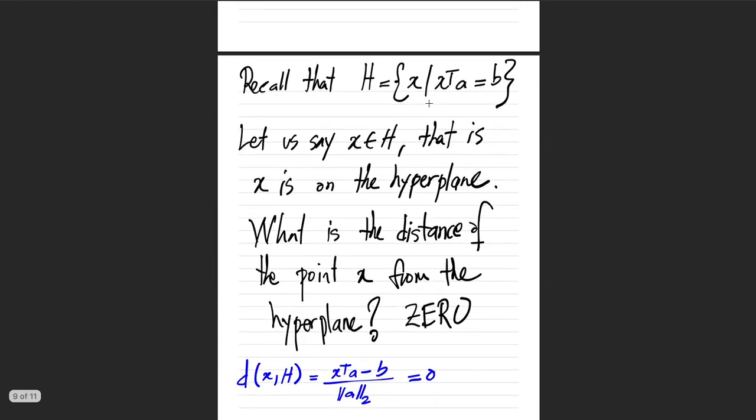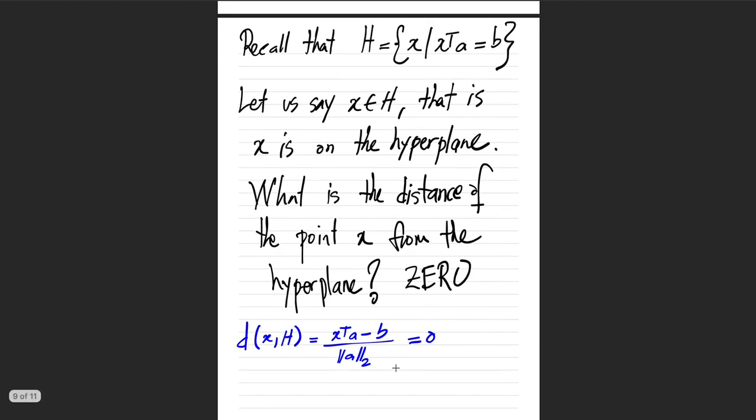So recall that this is the hyperplane, and let's say x is on H, so x is on the hyperplane. Now the question is, what is the distance of that point x from the hyperplane? Well, it should be 0 because it's on the hyperplane, and if you put it in the formula, we get 0 because the distance of x from the hyperplane is x transpose A minus b divided by the norm of A, and x transpose A is b, so we get 0 as expected.